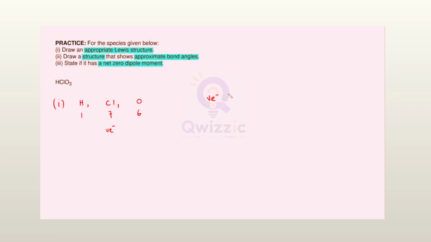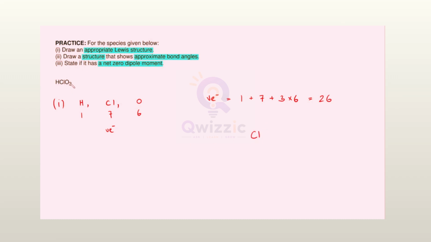So the total number of valence electrons in the structure would be 1 valence electron from hydrogen, plus 7 from chlorine, plus 6 from each oxygen, so that would be 3 multiplied by 6. And if we calculate the result, we end up with 26 valence electrons. Our next step is to assign the central atom.